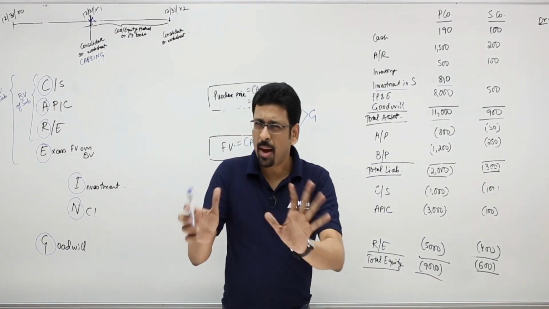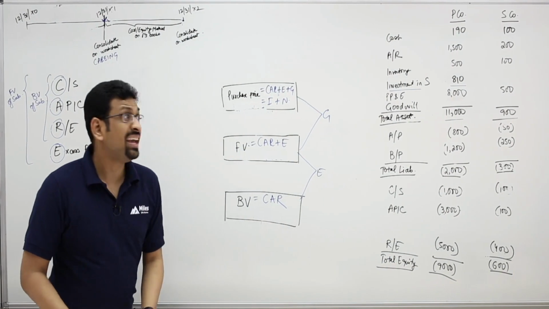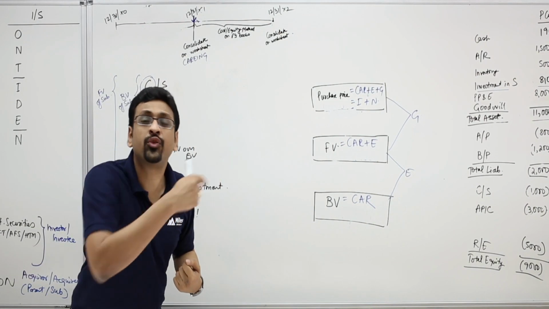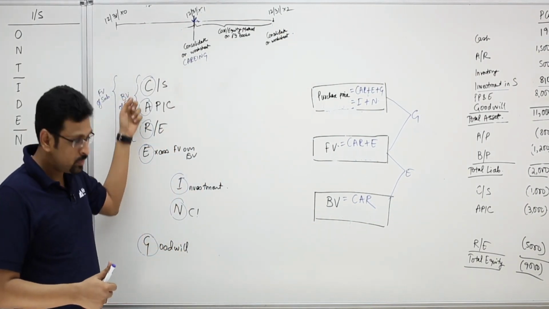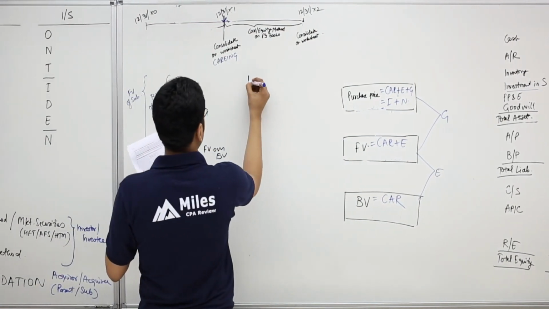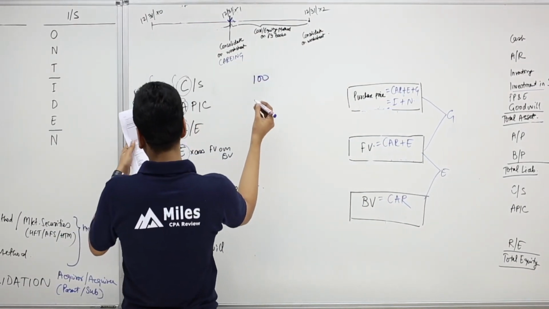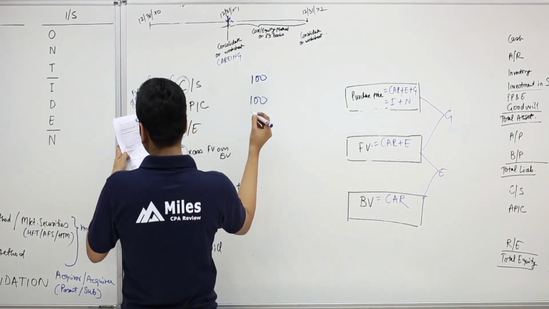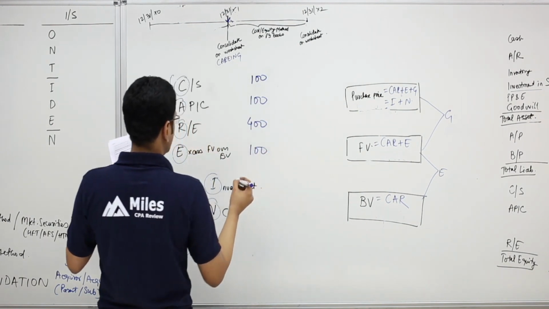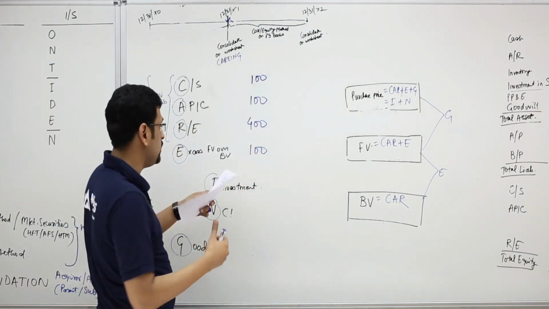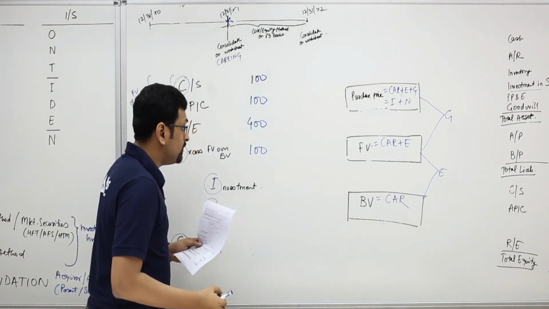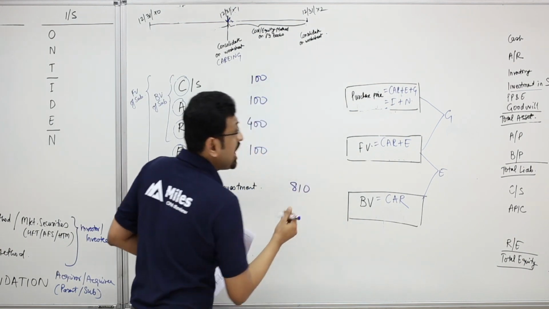So guys, step number 1, we're looking at our mnemonic caring. So the parent tells the subsidiary, I own you, I control you, but I still care for you. So in this case, we got subsidiary's common stock, $100. Subsidiary's APIC, $100. Subsidiary's retained earnings, that's $400. Excess book value, I mean excess fair value over book value, $100. Then you got investment. Now this time the investment number is 810 there.